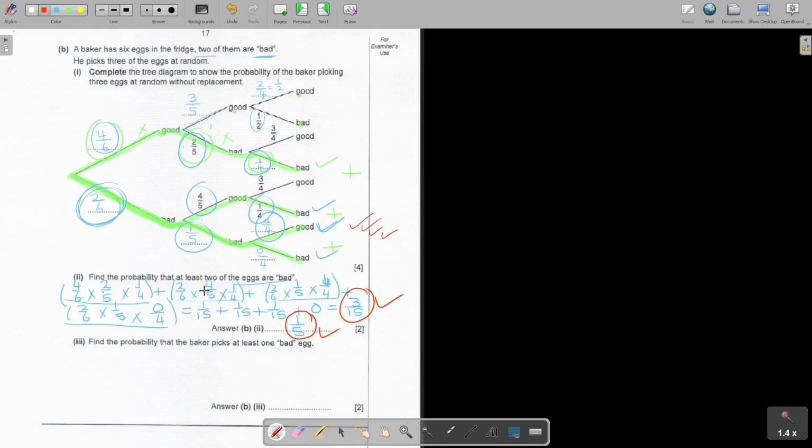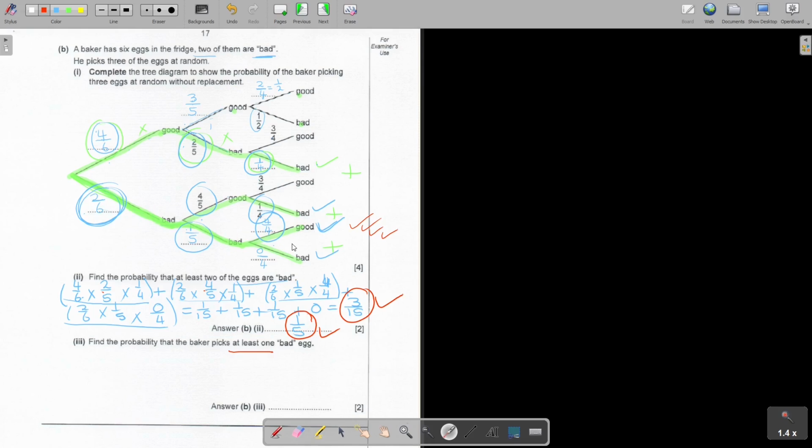Okay, and then the last one, find the probability that the baker picks at least 1 bad egg. And it's again that word at least. I don't like the word also. At least 1 bad egg. So it means it can be 1, it can be 2, it can be 3. So if you look at the branches, can I just show you? There is a bad, there is a bad, there is a bad, there is a bad, so it can be 1, 2 or 3.